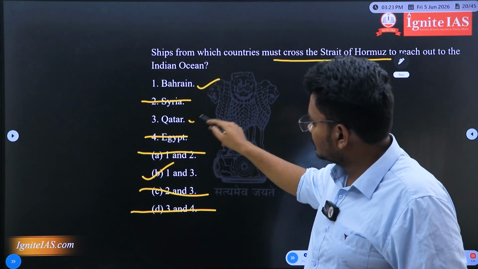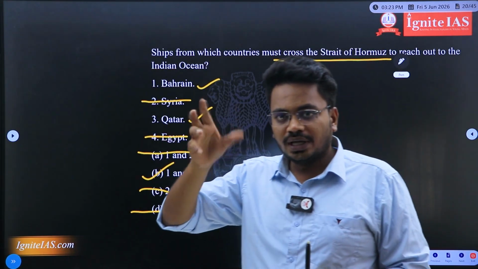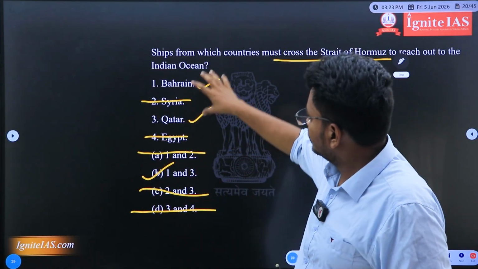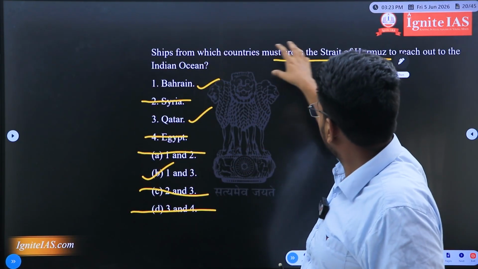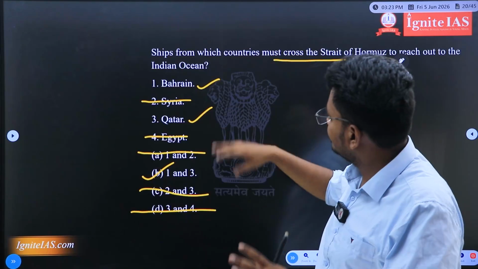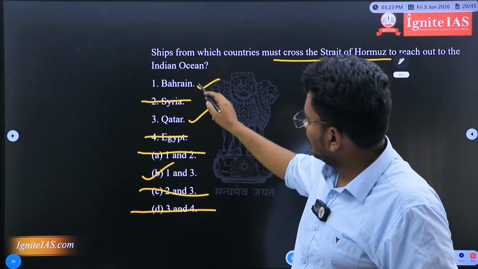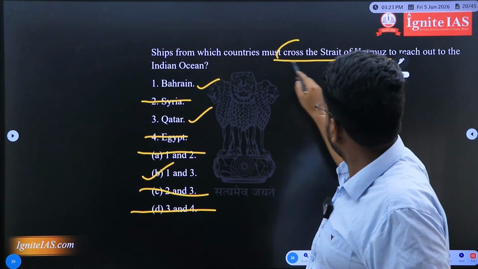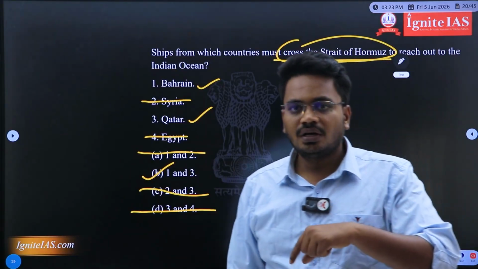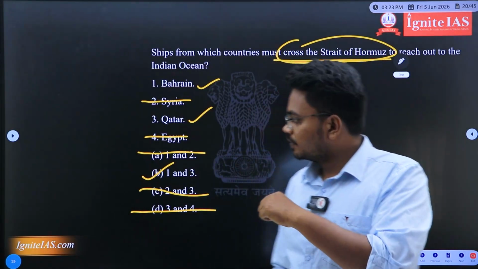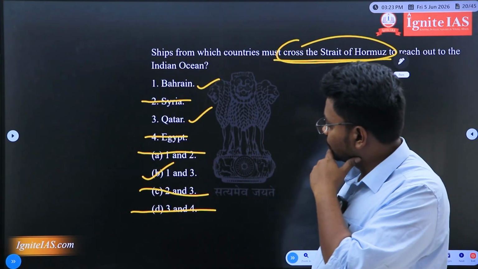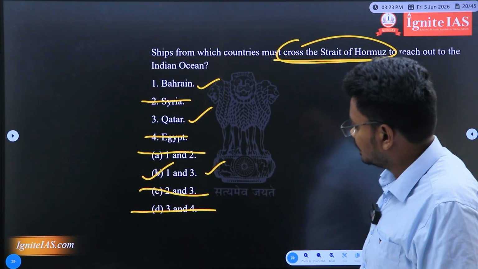So Bahrain and Qatar, these 2 countries will be using the ships to cross the Strait of Hormuz. Or else we can say the ships from Qatar and Bahrain will be crossing the Strait of Hormuz to reach the Indian Ocean. Okay, so that is the point here. So answer will be option B, 1 and 3.